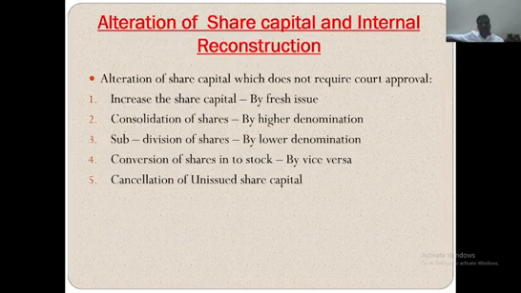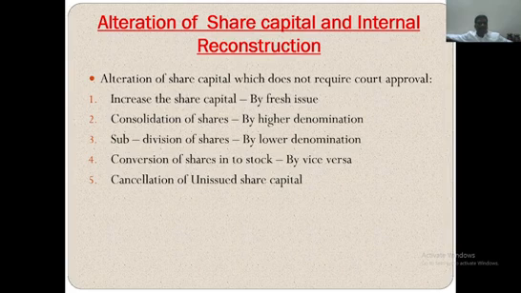Alteration of share capital and internal reconstruction. Alteration of share capital which does not require court approval: increase the share capital by fresh issue; consolidation of shares into higher denominations; subdivision of shares into lower denominations; conversion of shares into stock and vice versa; cancellation of unused share capital. These alterations of share capital do not require court approval.